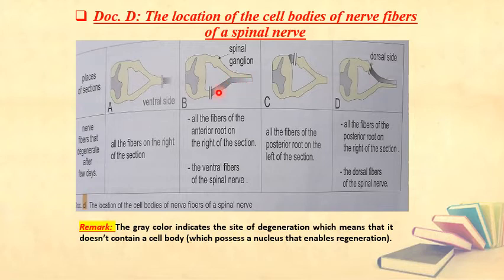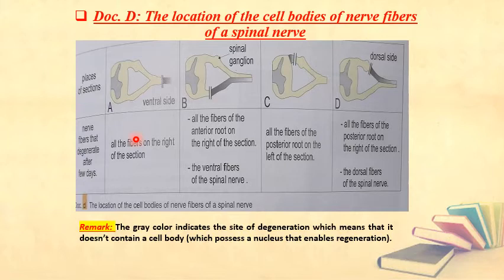Okay? So, look here, there is a gray part, here is a gray part, here is a gray part, as well as here. So the part that is colored gray is the degenerated part. In other words, it doesn't contain a cell body. Okay, so by this we will be able to know the location of the cell body.